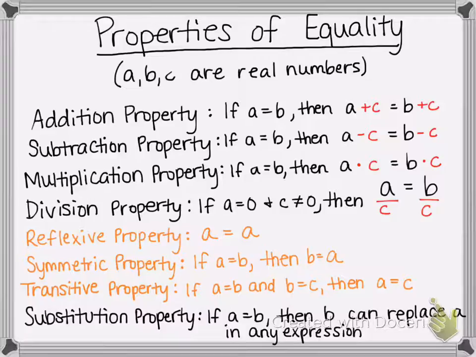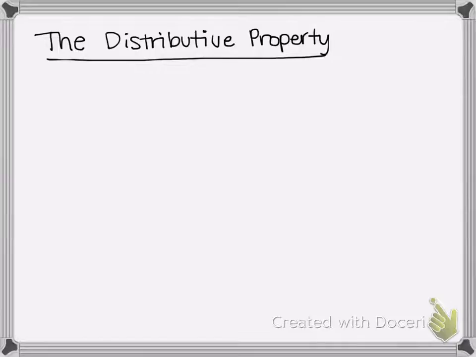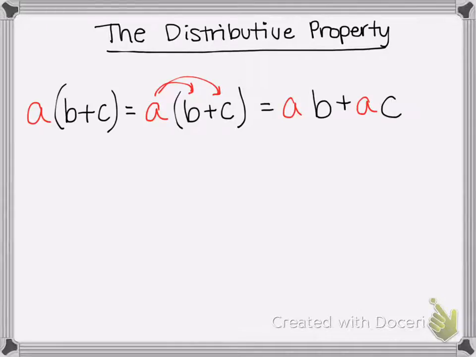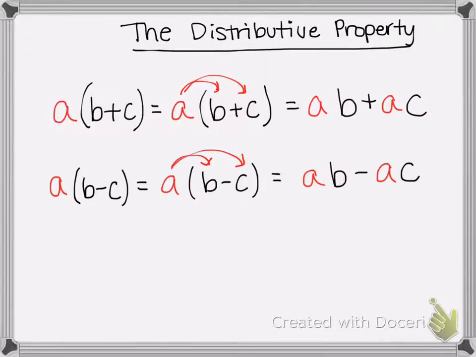Alright, and the last property of equality is the substitution property. So if a equals b, and you have a somewhere in the equation, so like a times 5, then instead of having a times 5, you can have b times 5. Okay, next, this is kind of obvious. Distributive property, well, whatever number's on the outside gets distributed to everything on the inside. You can do that with addition and subtraction.